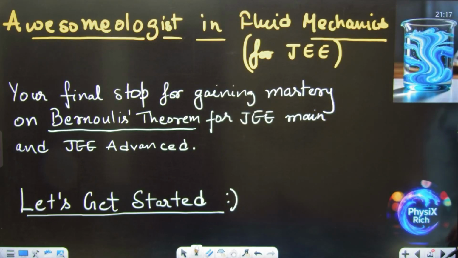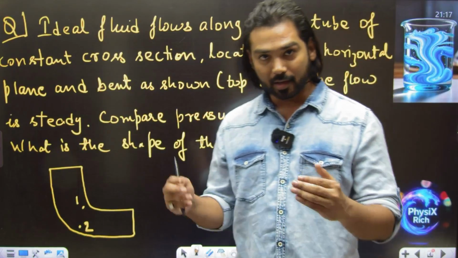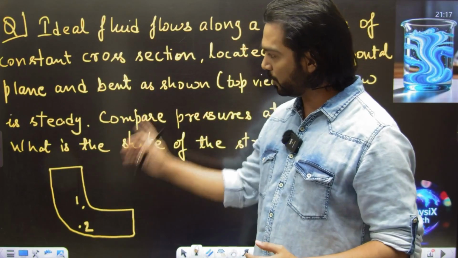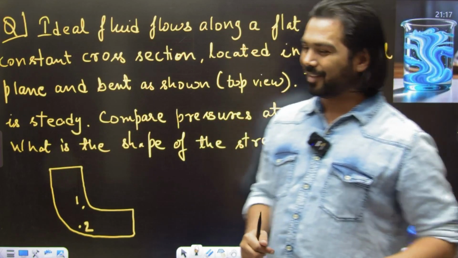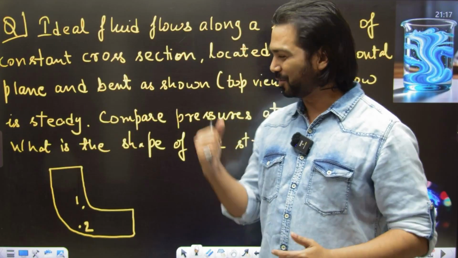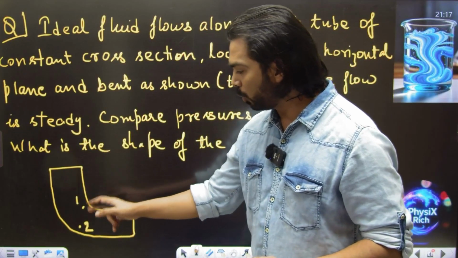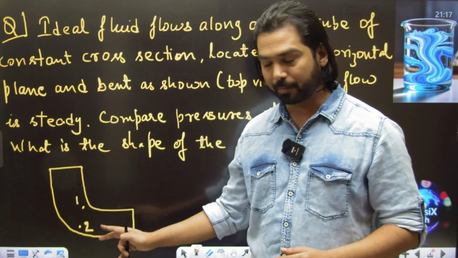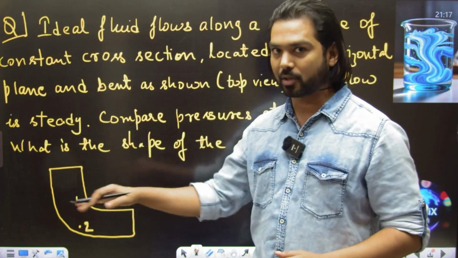So guys, we are discussing Bernoulli's theorem. And in the first part, I discussed with you this beautiful problem from a very nice book called, can you guess what that book is? Put in the comments if you know which book I have taken this question from. So at this point 1 and at this point 2, we were comparing the pressures, and we saw that this is a horizontal tube. It has been drawn vertically, but it's actually horizontal.